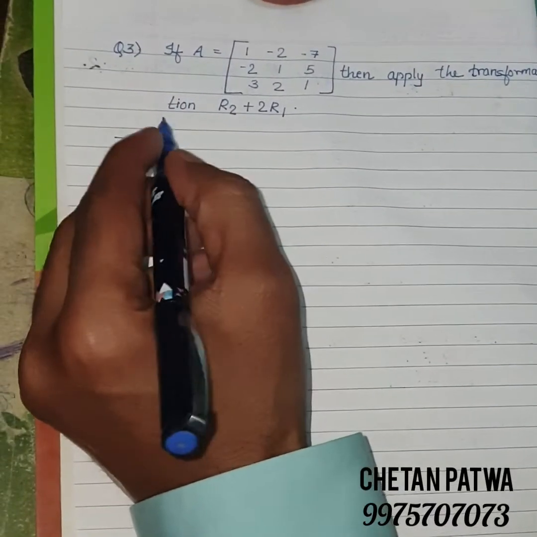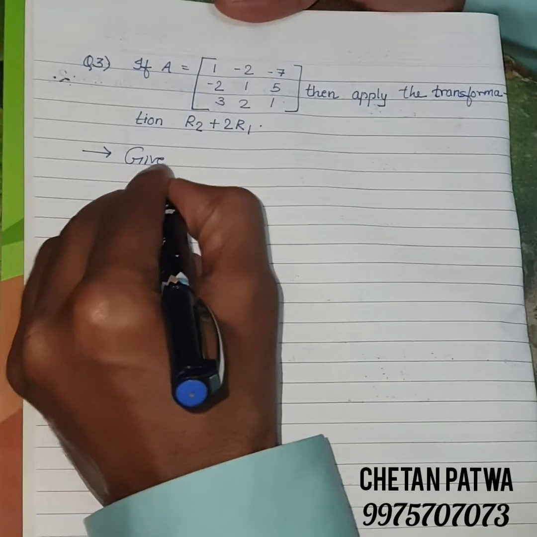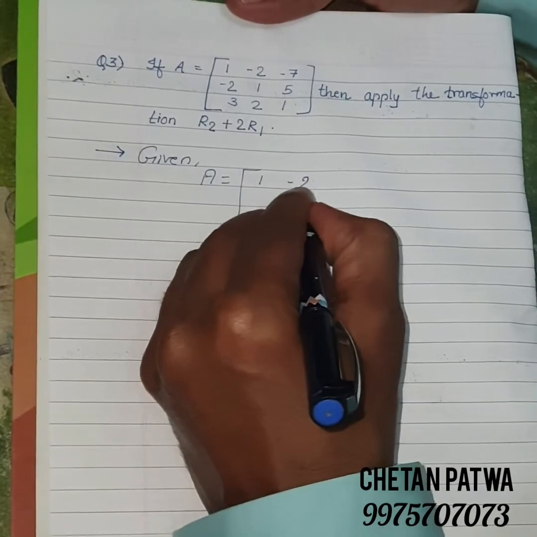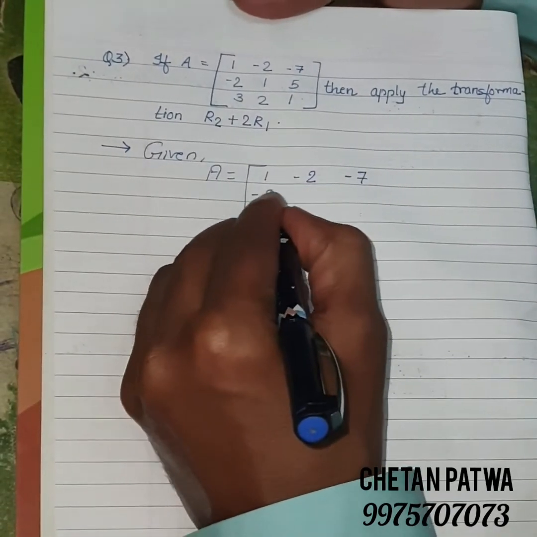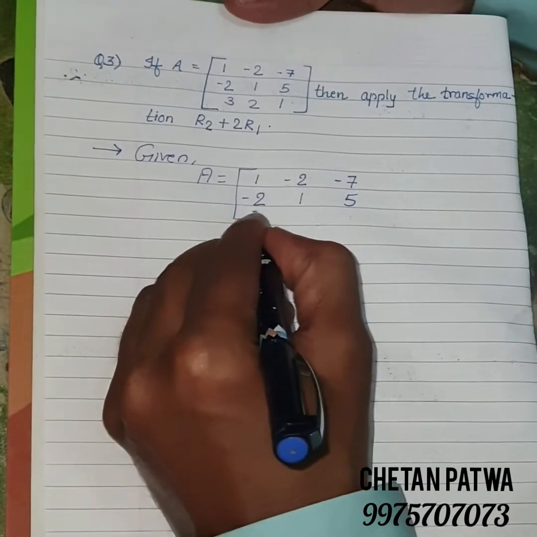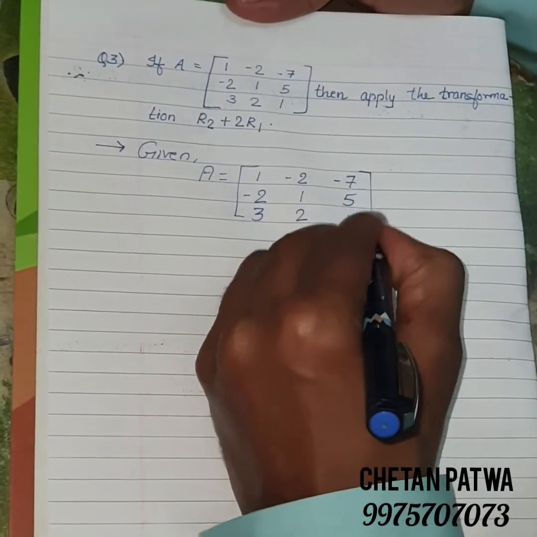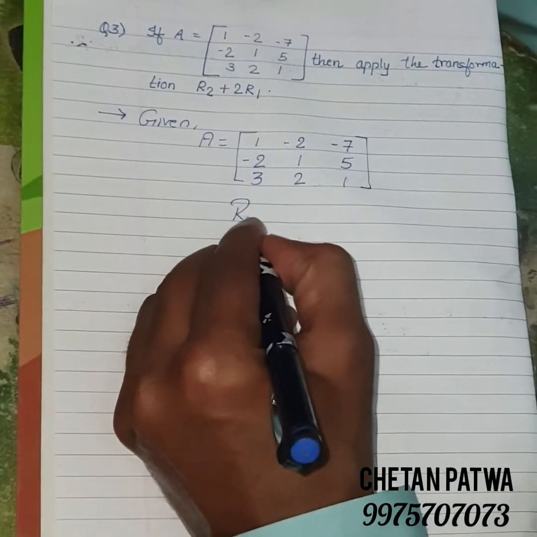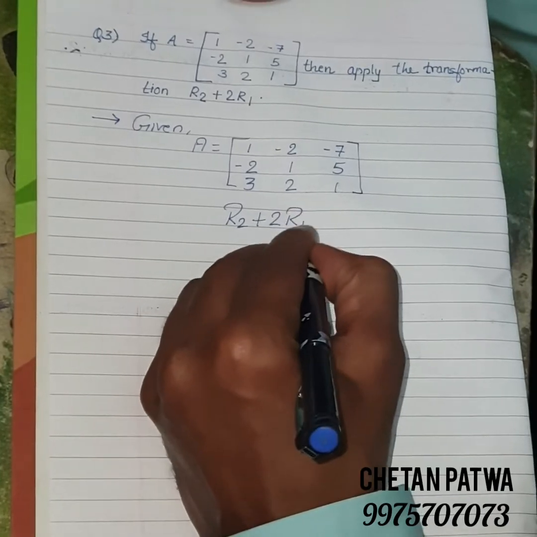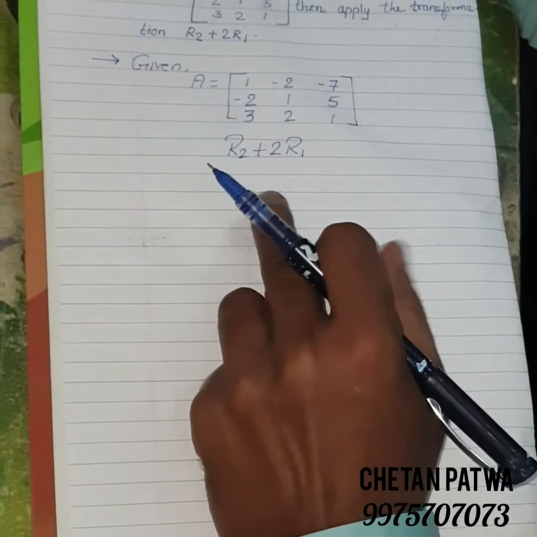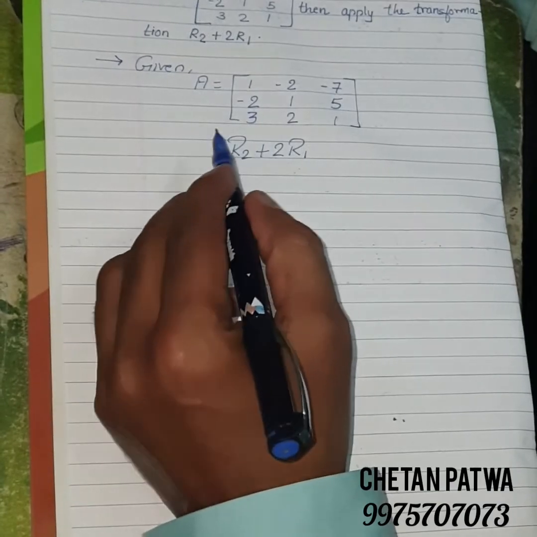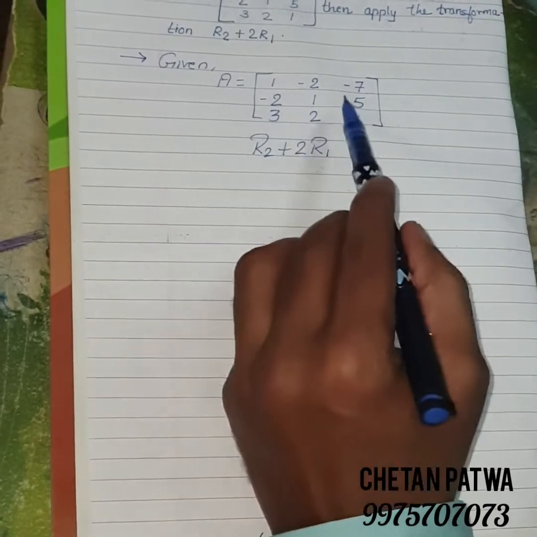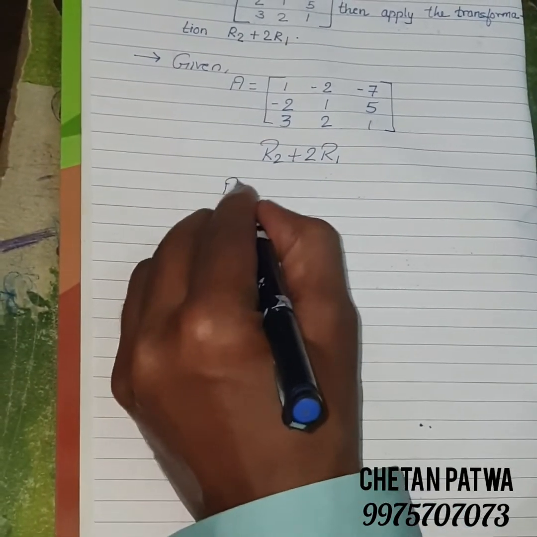Let's see the next sum. In this sum the given matrix is A is equal to [1, -2, -7; -2, 1, 5; 3, 2, 1]. Apply the transformation R2 plus 2R1. As we have discussed in the previous sum, whichever row or column appears first, we will make changes in that row or column. Now in this case the first term is R2, so we will make a change in our second row.